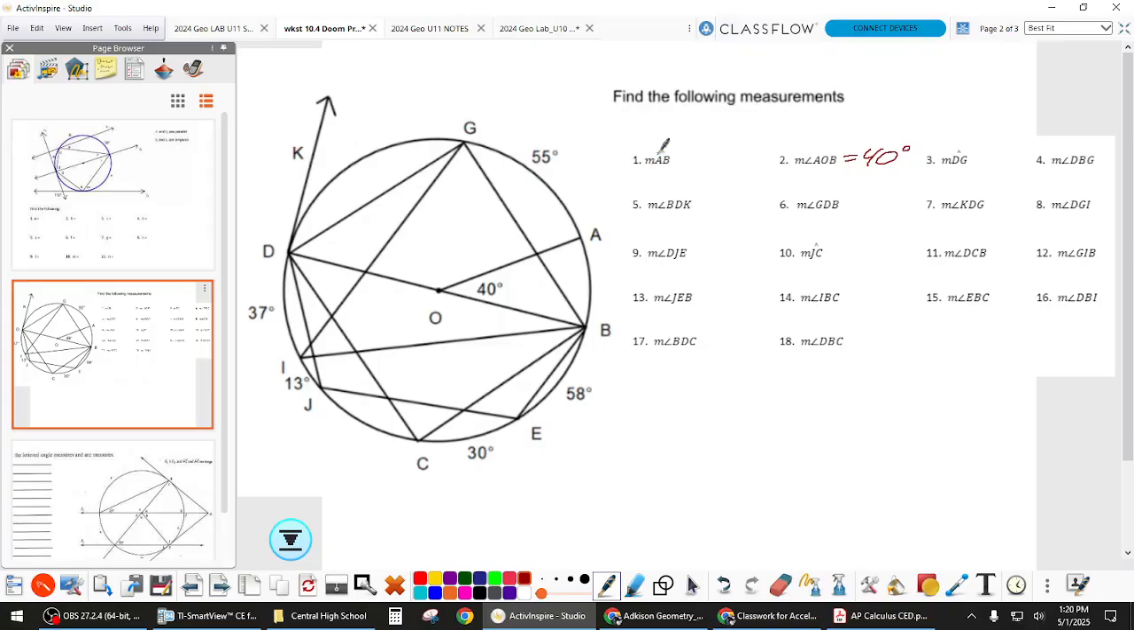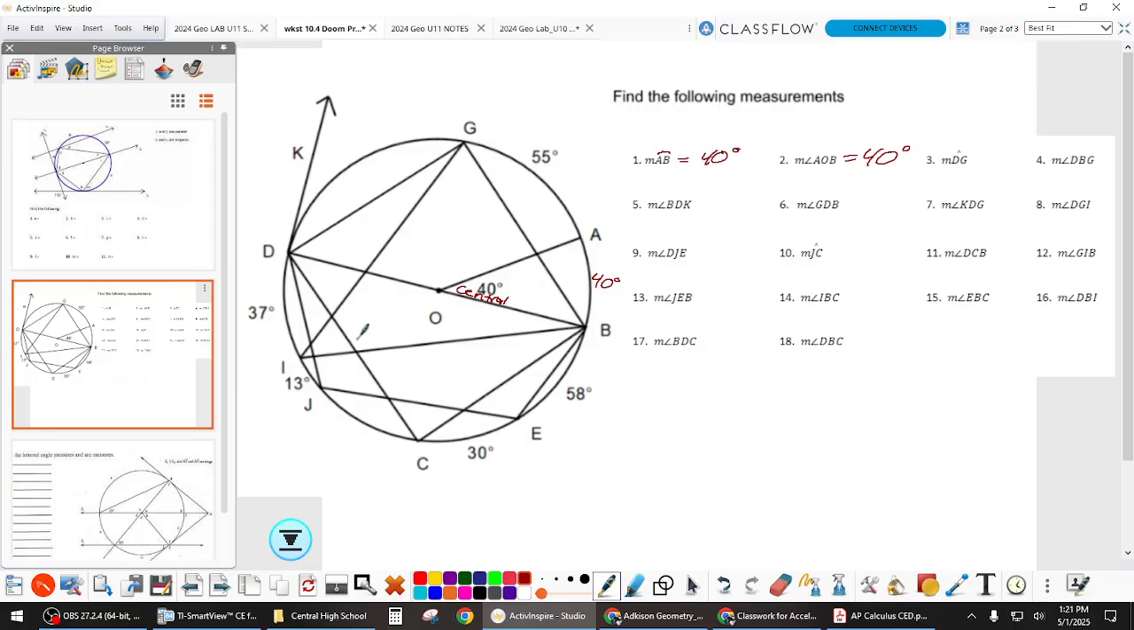And then this is supposed to be arc. So arc AB is just right here. What kind of angle is the 40? That's a central angle. Okay, so we trace that out to its arc. What's true about arcs and central angles? They're equivalent or congruent, right? So we can copy 40 right there, and that's arc AB.